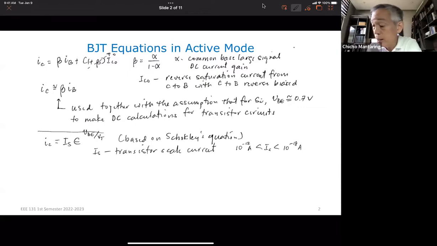Okay, when do we use this? Normally, we use this when the signals applied to the transistor circuit are time varying.